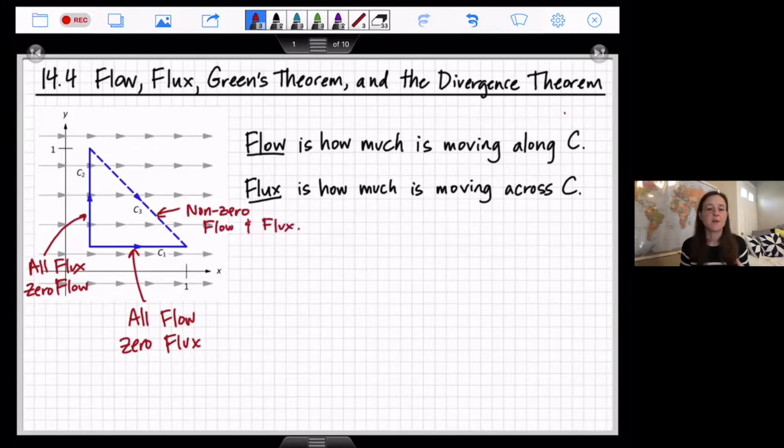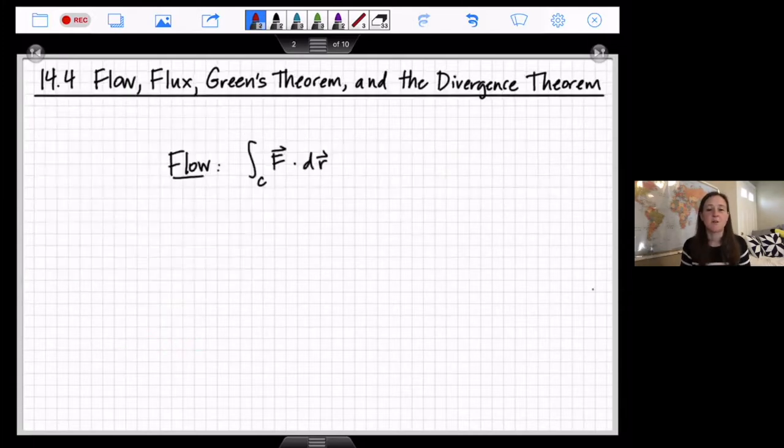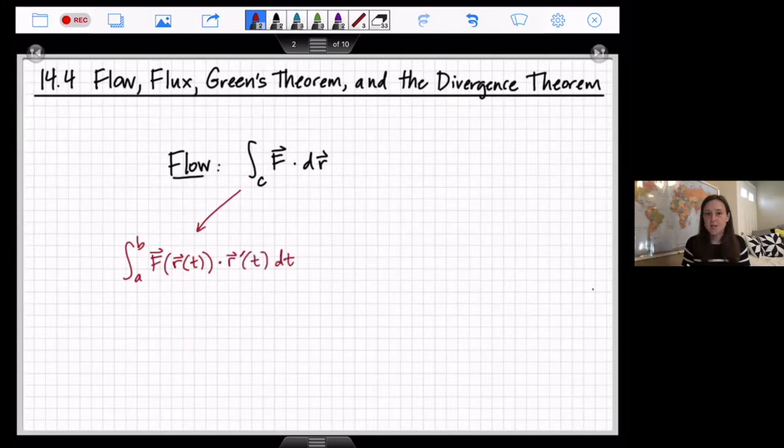Flow and flux are both calculated with a line integral, but different kinds of line integrals. Flow is going to be calculated by the line integrals over vector fields that we already know how to do, these F dot dr. Remember, we can calculate these two ways. Our basic way was to take our vector field of our curve parameterization dotted with the derivative of our curve parameterization. That was if it was not a conservative vector field. If it is a conservative vector field, we have that really nice fundamental theorem of line integrals that makes it really easy. We can calculate this as the potential function at the endpoint minus the potential at the start point, if F is conservative.